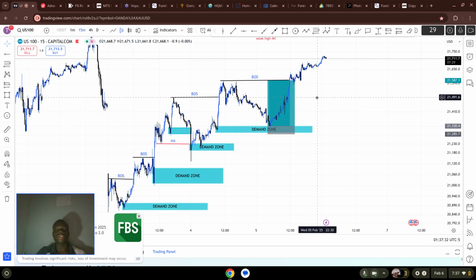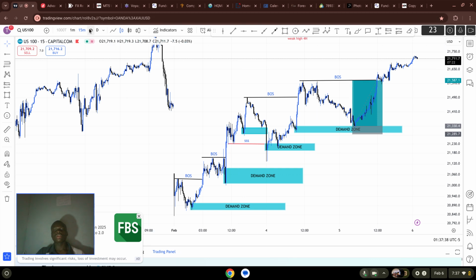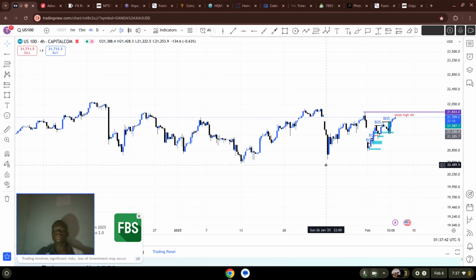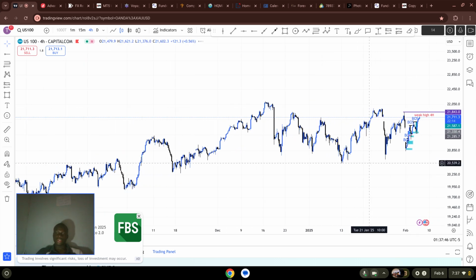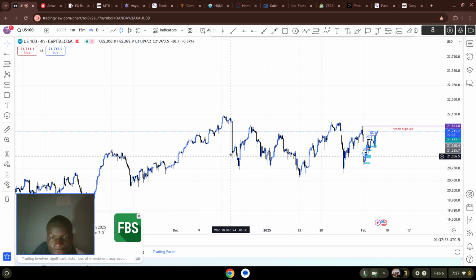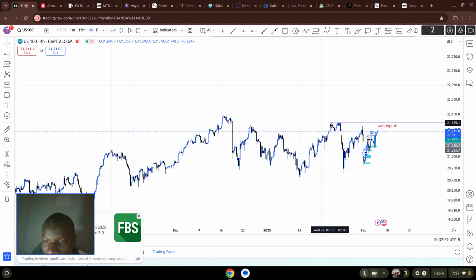For US100, you can see which was marked. So if you go to a lower time frame, it's probably a consolidation. So this, I'll break it down. It's best to break out of this high.